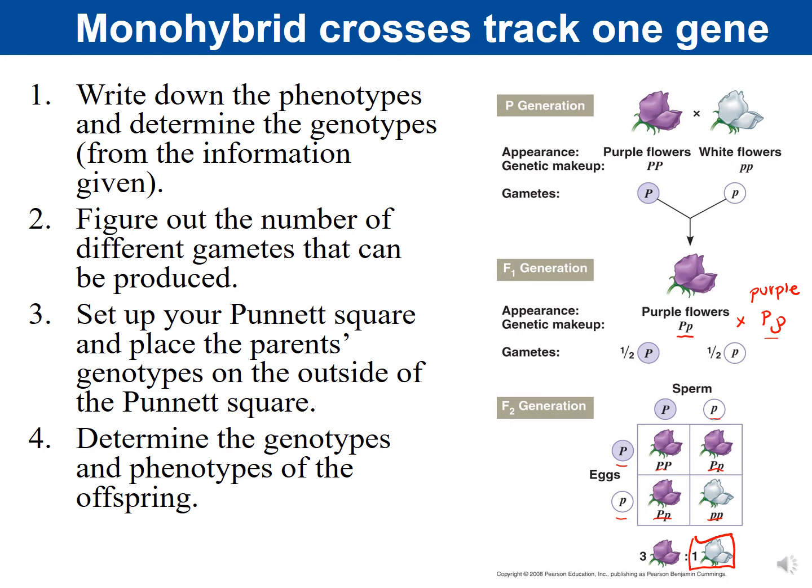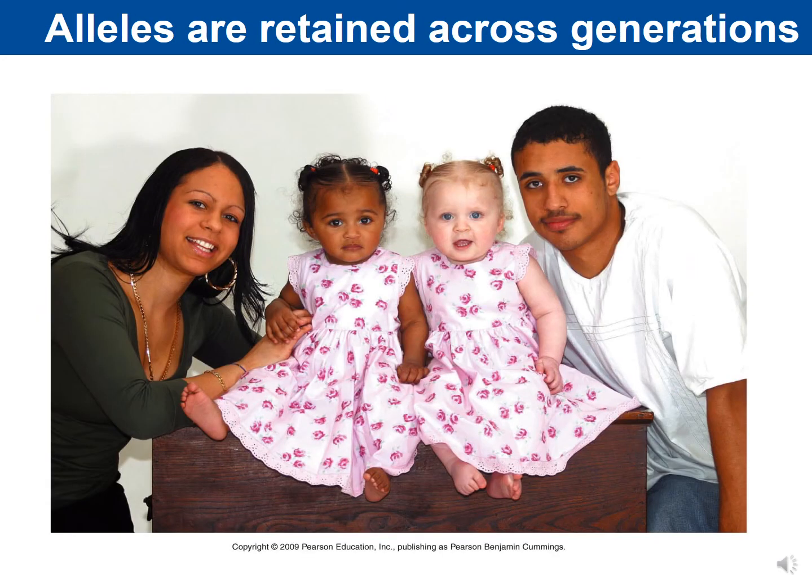And so this is again why you could have two parents who have brown eyes and they have a kid that has blue eyes. The parents are both carrying the recessive alleles. You're not seeing it in the parents, but those genes are still there. So this is just a cool slide to illustrate this point.